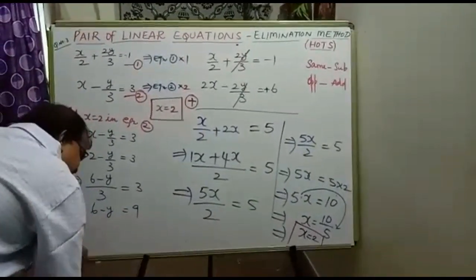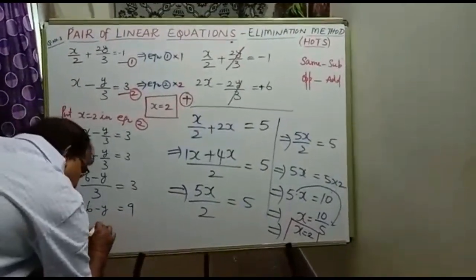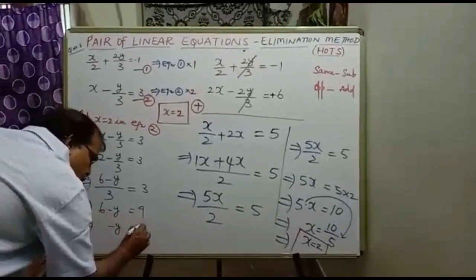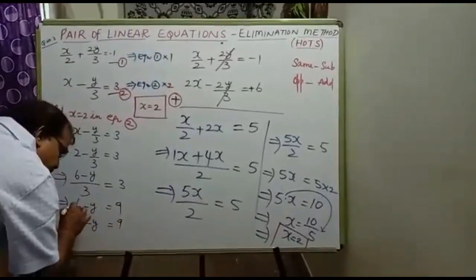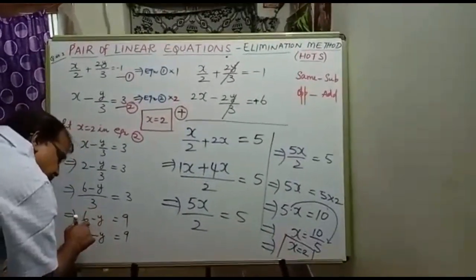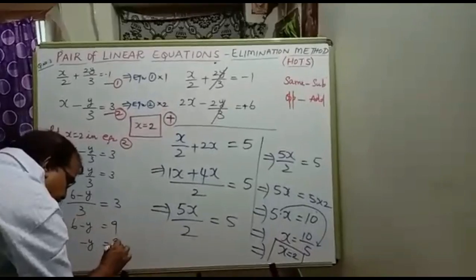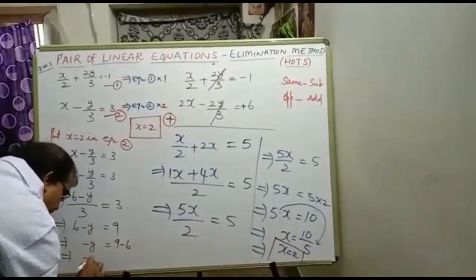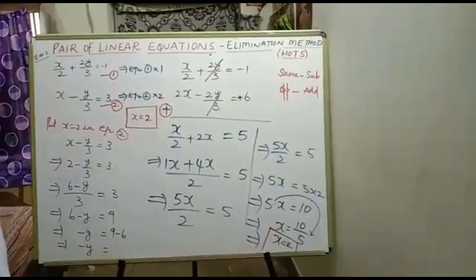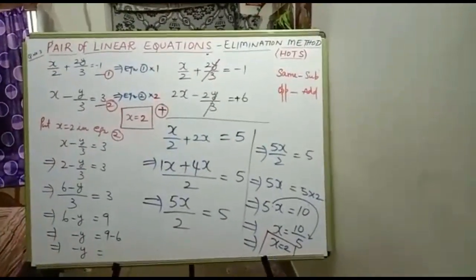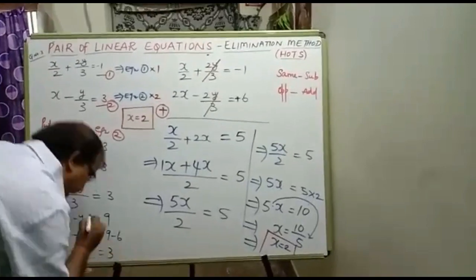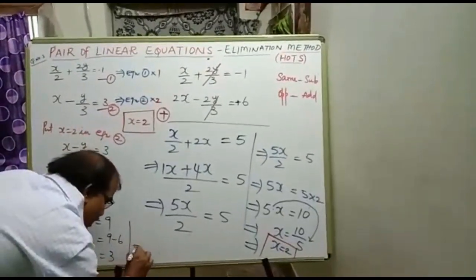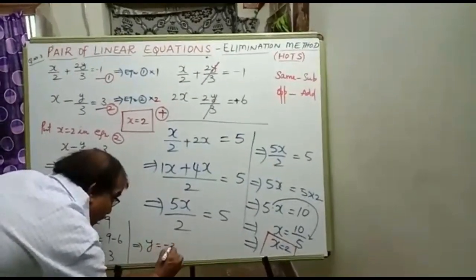That implies, if you want, minus y is equal to 9 plus 6. Here the subtraction symbol is there, so the plus 6 will be minus 6. So minus y is equal to 9 minus 6, which is equal to 3. So that implies y is equal to minus 3.